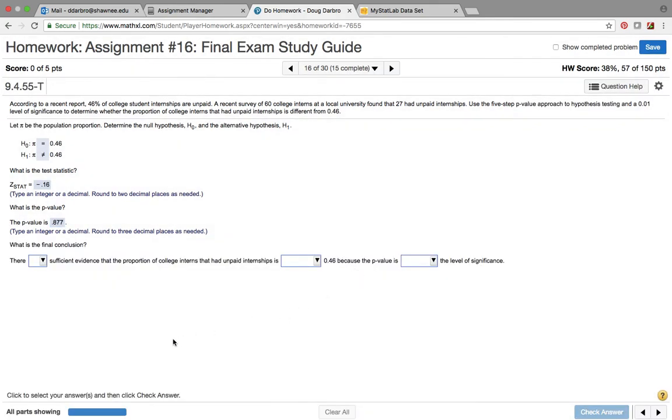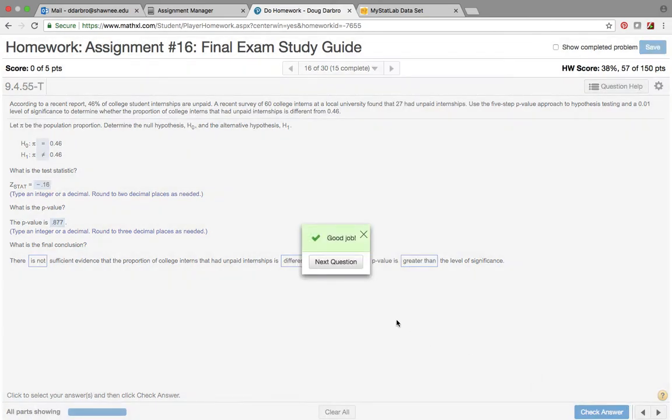The final conclusion: well guys, our p-value is higher than our alpha, which is 0.01 in this case, so there is not sufficient evidence that the proportion of college interns that had unpaid internships is different from 46%, because the p-value is greater than the level of significance.